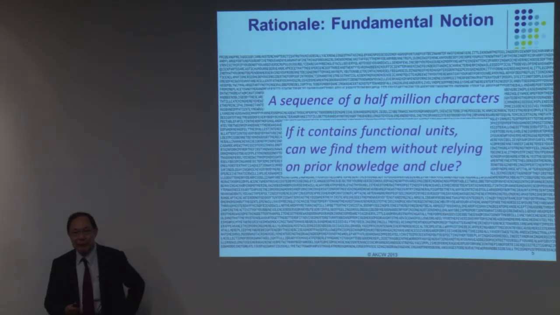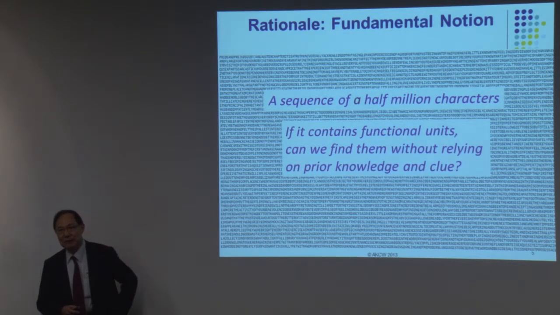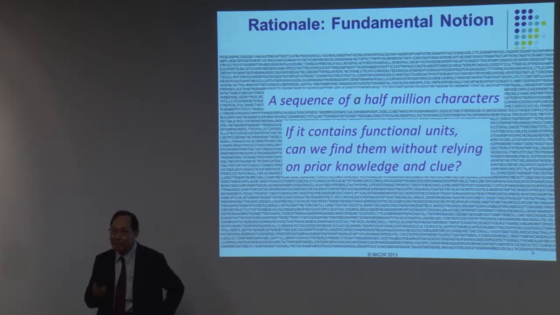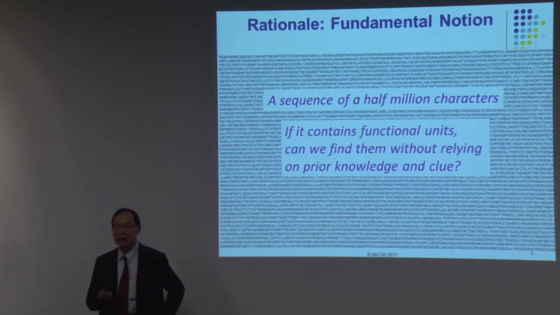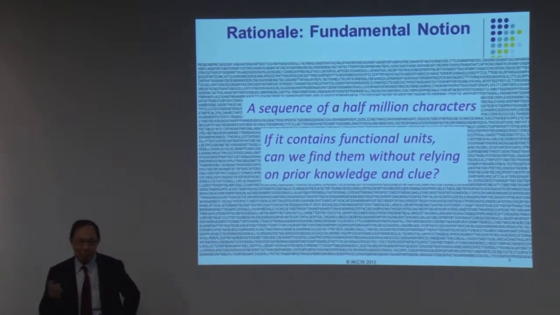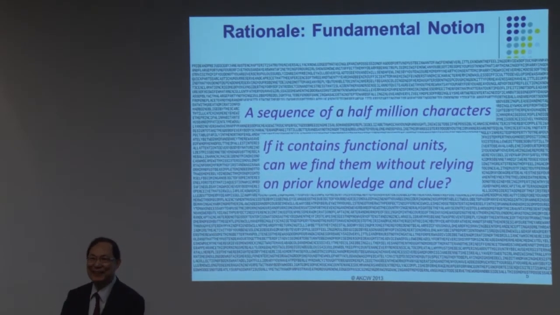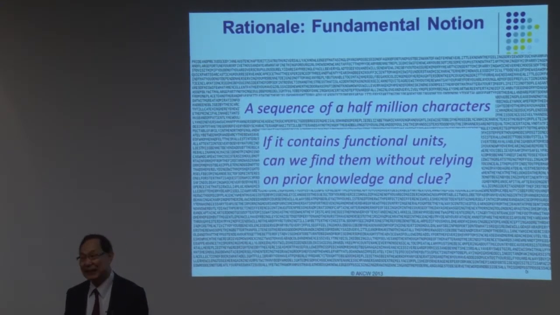Now, let me give the rationale behind. I begin by asking the questions. If there is some information embedded in some data, can we find it? Without prior knowledge, without any clue, can you find it? Then what does it mean from the entropy sense? If they are random, independent, and equally probable, definitely there is nothing you can find.